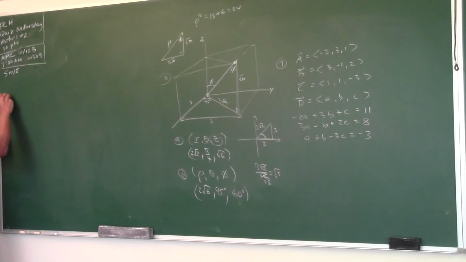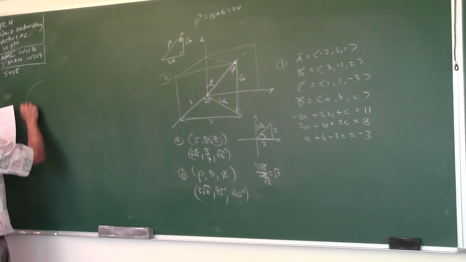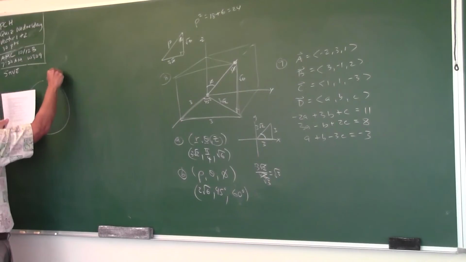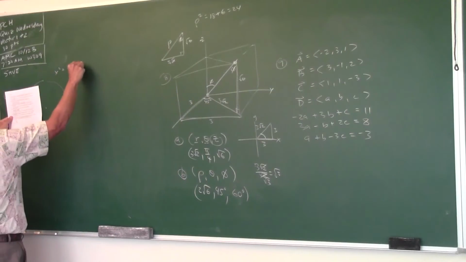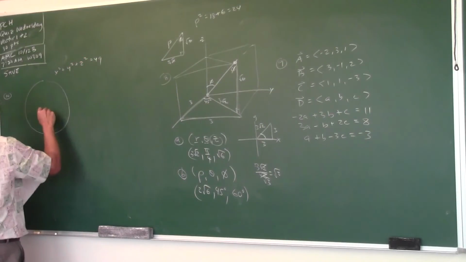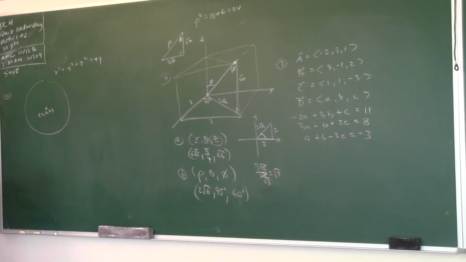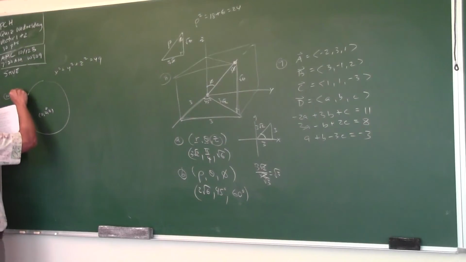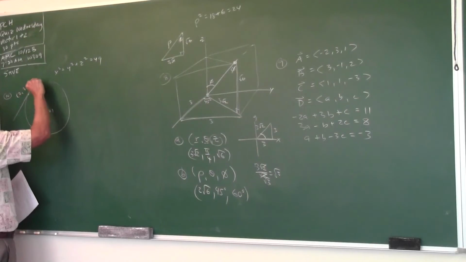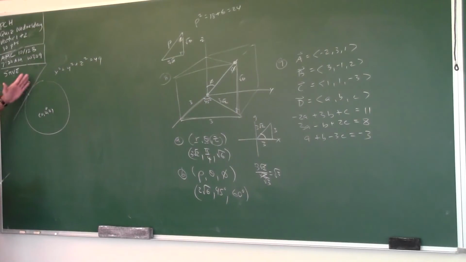Number 10. Write the equation of the plane. Again, how do I write the equation of a plane? You need a point and a perpendicular vector. That is tangent to the sphere. Okay, so here's a sphere. X squared plus Y squared plus Z squared equals 49. That means the center of the sphere is 0, 0, 0, and the radius is 7. At the point 2, 3, 6. So write the equation of this plane right there.